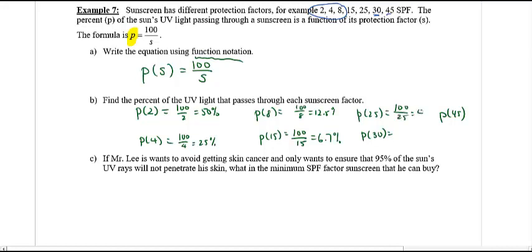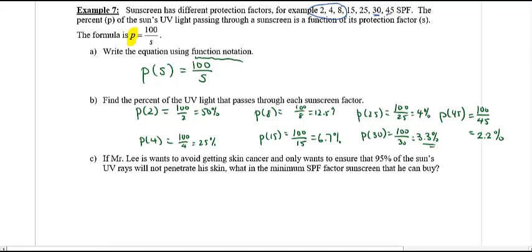100 divided by 25 is 4%. That's better. 100 divided by 30. That's what? Even better. That's only 3.3%. I guess the best yet would be P of 45. So 100 divided by 45. That's almost what? Almost 2%. So not bad at all. 2.2% of the sun's light passes through.